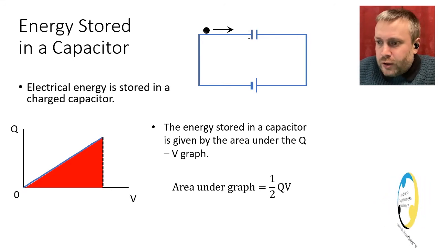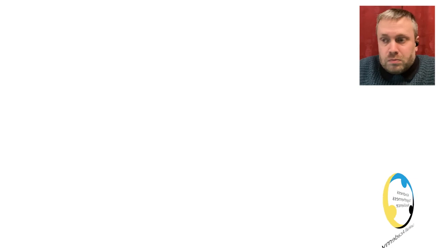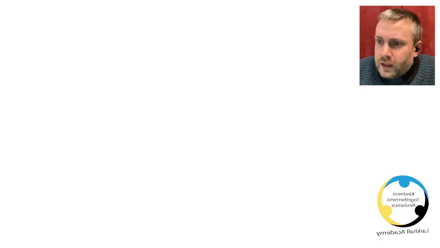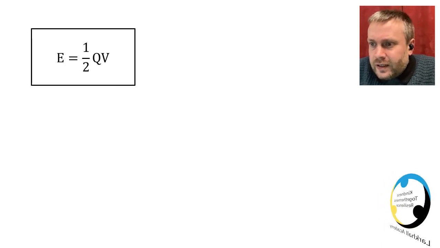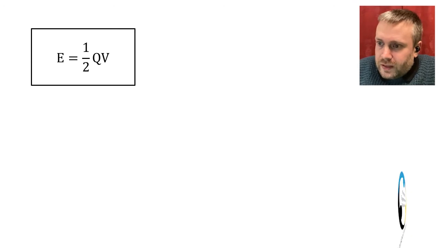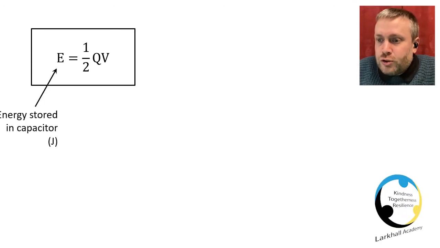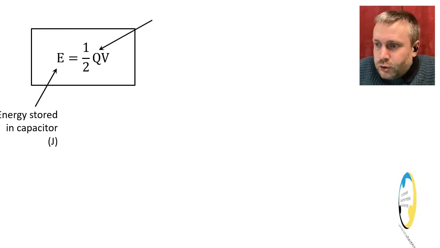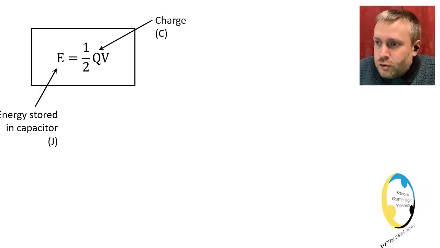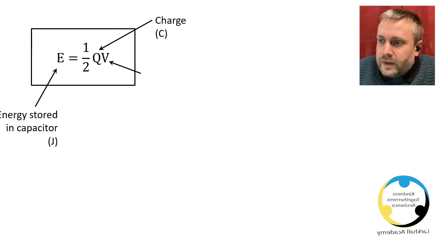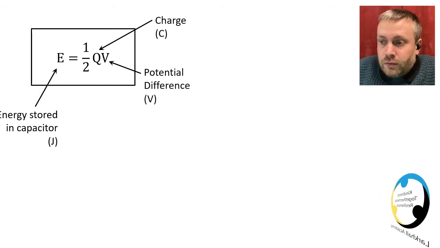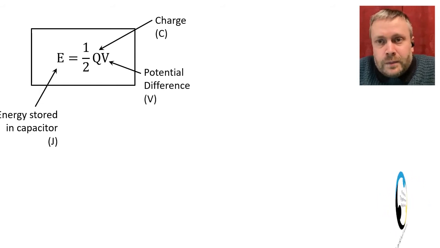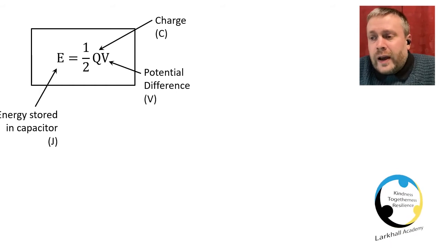So let's have a look at that equation just to make sure we've got that down properly. Our equation then becomes E, of course being the energy stored in the capacitor in joules, is equal to a half times Q, which is the charge in coulombs, times the potential difference in volts. Now we could leave it there, but we don't like to do things by halves.